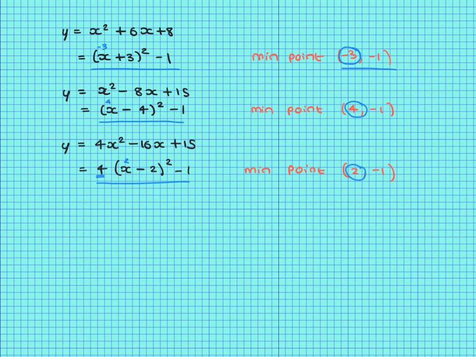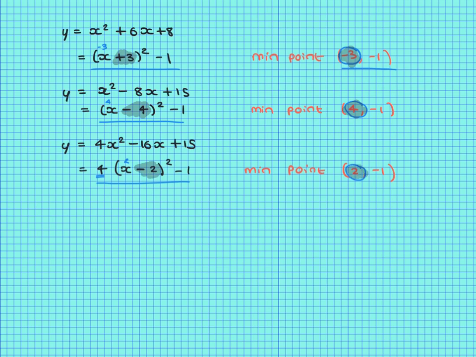Now, some people like to remember that if you take the opposite of what you have in the bracket, you get the x-coordinate of the minimum point, because of course it's the reverse of that value that will cause the bracket to equal 0.